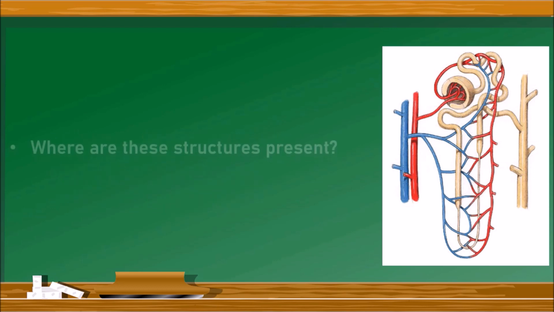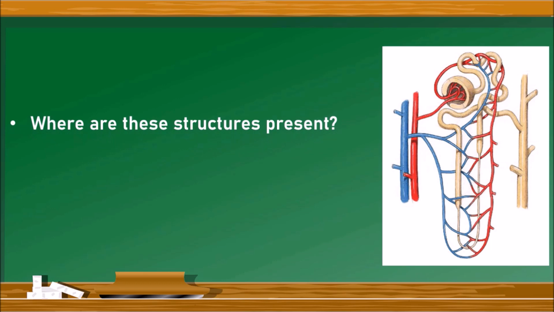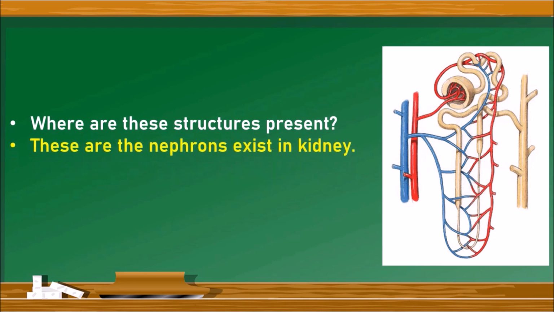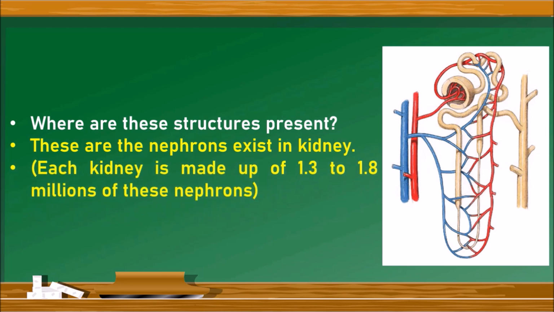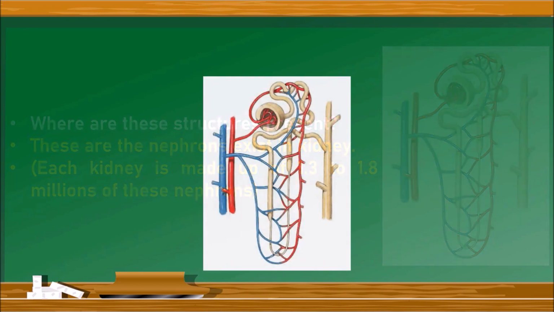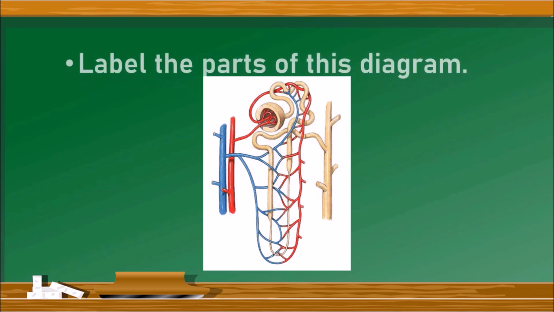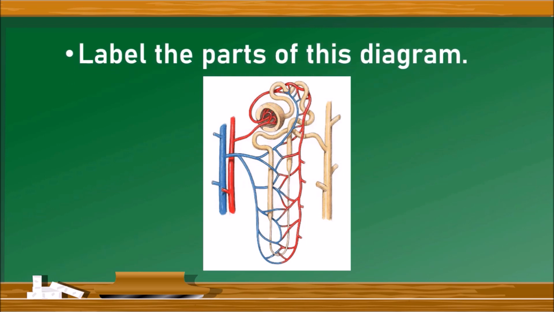Next question. Where are these structures present? So these are present in the kidney. In the last question itself we have learnt, or we can also write that each kidney is made up of 1.3 to 1.8 million of these nephrons. Next question. Label the parts of this diagram. As I have said earlier, the labeling may also be given in the form of A, B, C, D or X, Y, Z. You have to answer them.